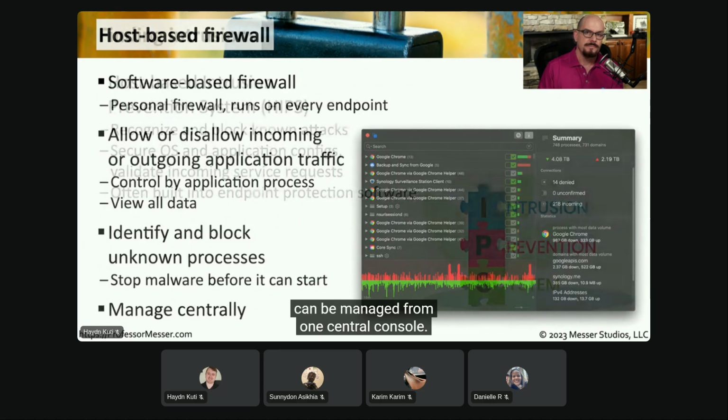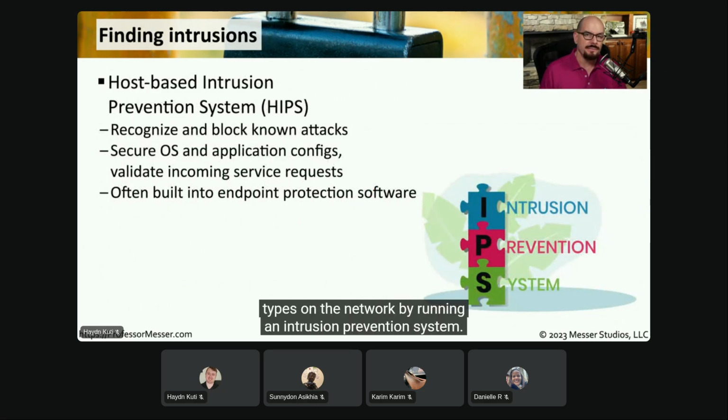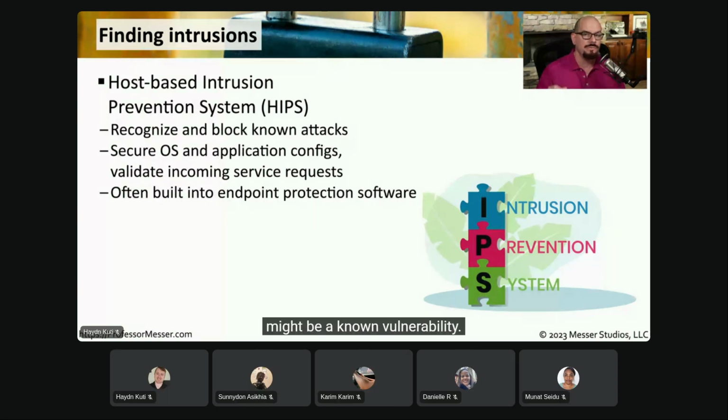It's very common to look for known attack types on the network by running an intrusion prevention system, but there are also host-based intrusion prevention systems that can provide this type of security on each individual device. This is often built into your EDR or your anti-malware software, and it watches all of the traffic that is inbound to your system to look for anything that might be a known vulnerability.